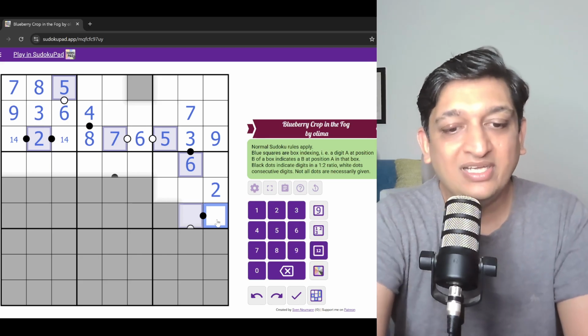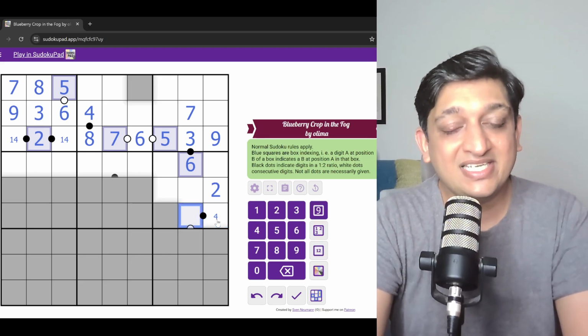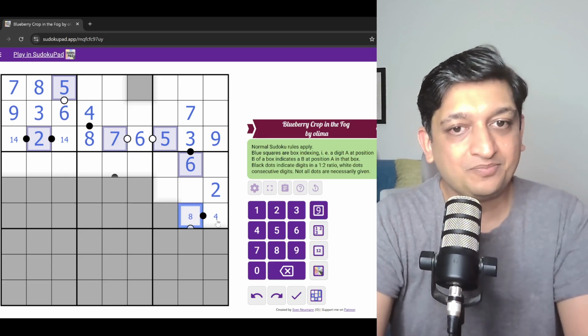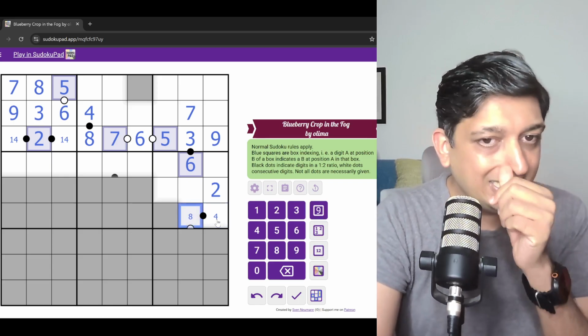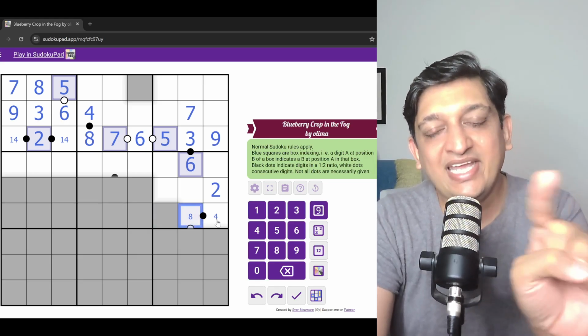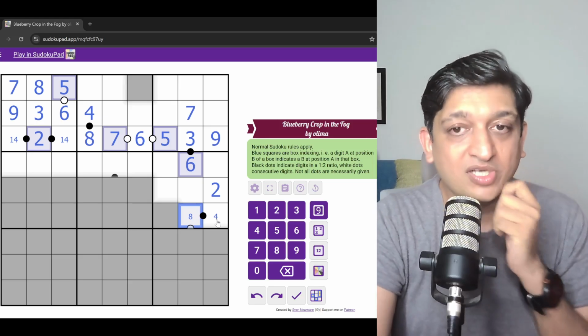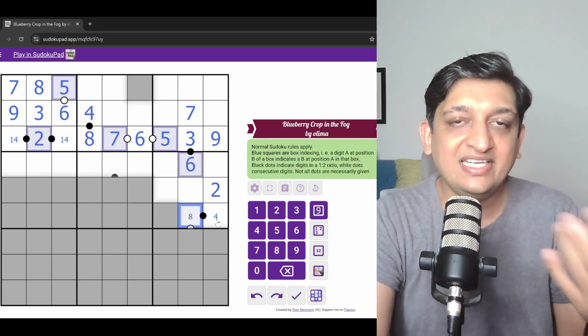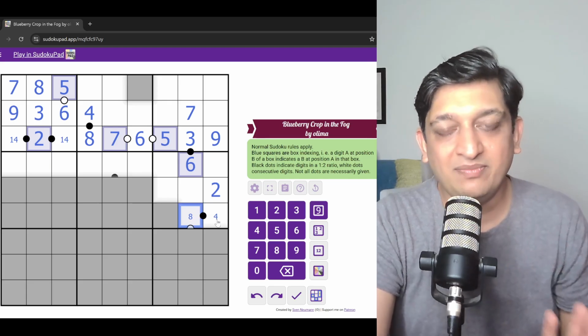Can this be a 4? Yes, this could be a 4. If this is a 4, then this has to be an 8. That is what we will have here. And again, the box bit will be helpful here, because if you look at this, this is the 8th cell in this particular box. So if the 8th cell has an 8 in it, then it is fine. It's not a problem at all.